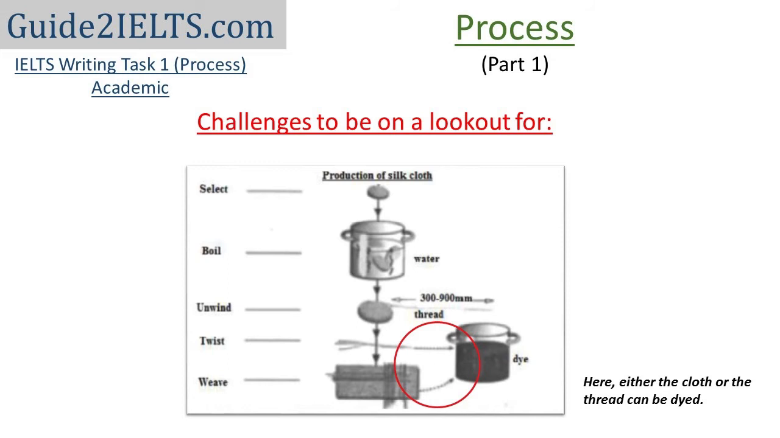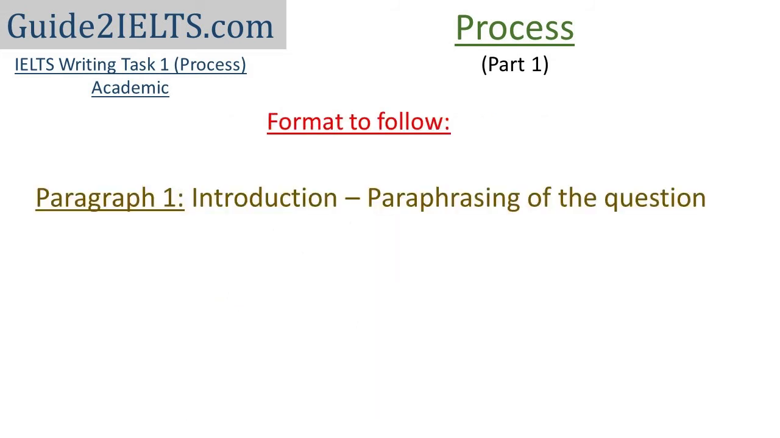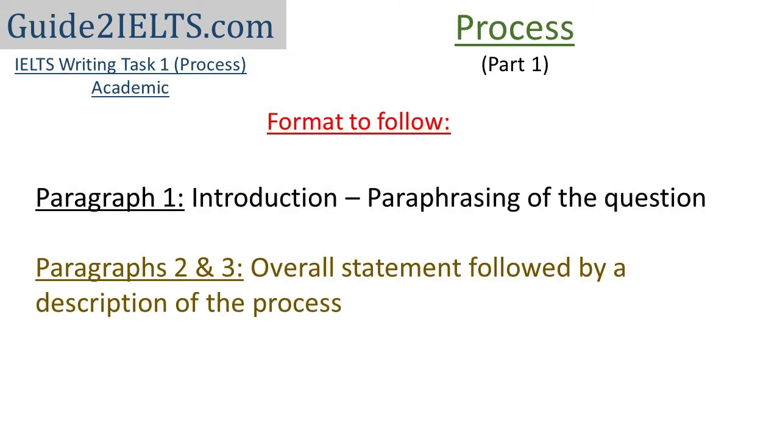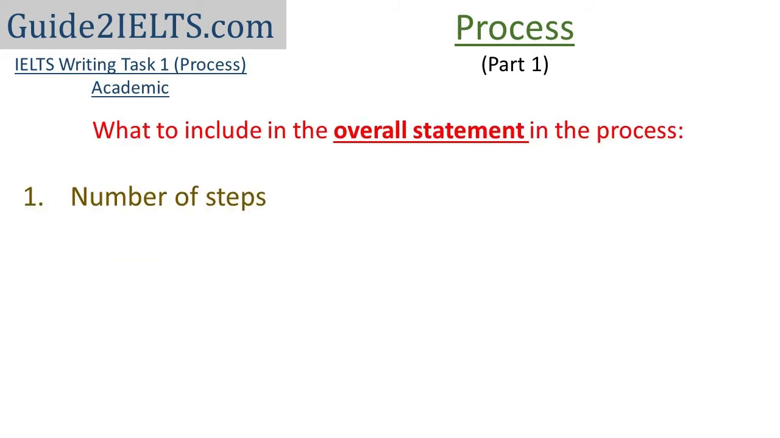before you start writing. Let's now talk about the format to follow when writing on a process. Paragraph 1 is introduction, paraphrasing of the question, just as we do in any other report. Paragraphs 2 and 3 will have the overall statement followed by a description of the process. What can we include in the overall statement? Well, if the number of steps is mentioned, you write that there are these many steps in this process, or this process consists of these many steps.